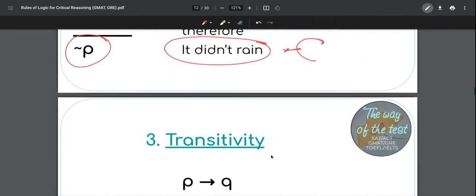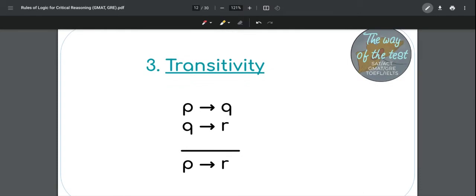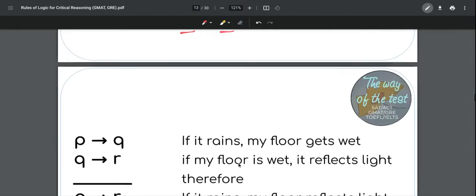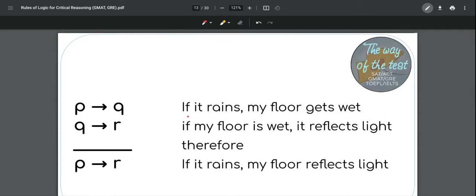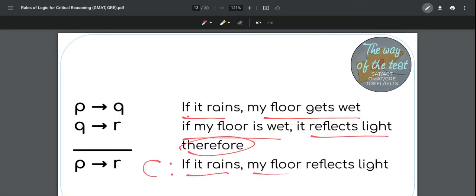Okay. We go to the third one, transitivity, which is also a property in math. So I have P causes Q, Q causes R. So if P occurs, R occurs. So we go to see the example in natural language. So say, if it rains, my floor gets wet. If my floor gets wet, it reflects the light. Therefore, and this is the conclusion, if it rains, my floor reflects light.